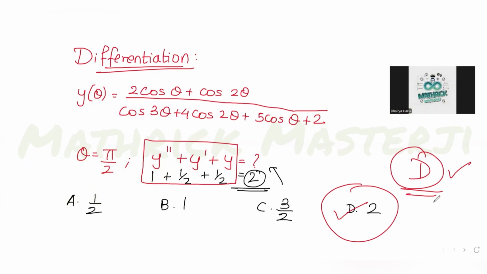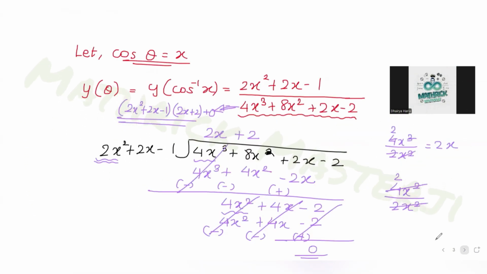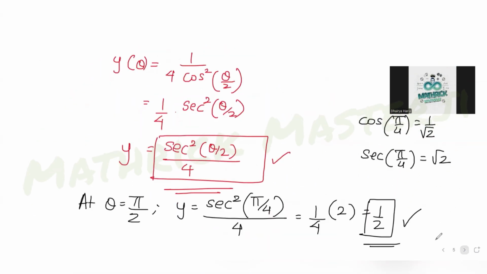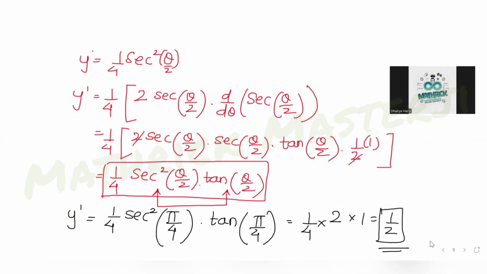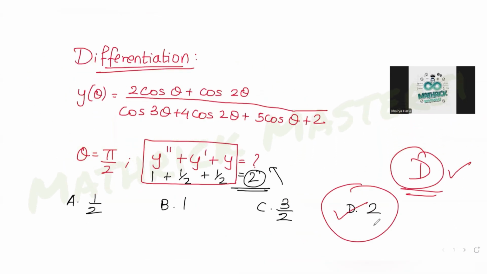I hope you have understood how to solve this type of questions. So first we just try to simplify this expression as much as we can. Once I simplified it, I just put the value of theta as pi over 2. I got y dash and y double dash as my values, and once I added them, I got the correct answer choice, that is option D. I hope you have understood how to solve this question.